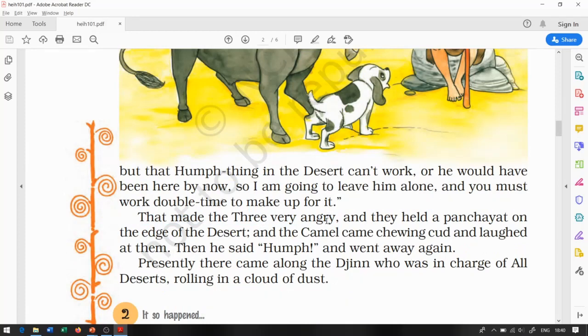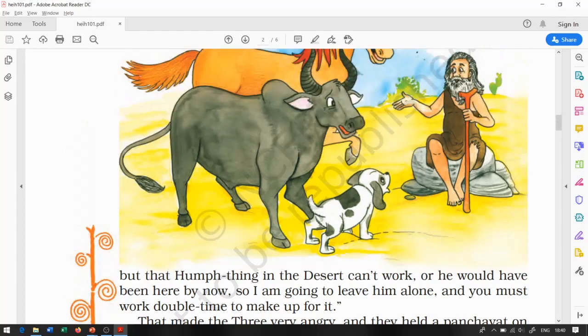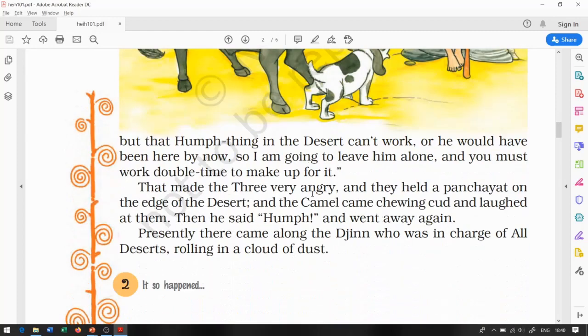Just like you don't do somebody else's work. If some work is assigned to you and you do that, and some other person is not doing the work assigned to them, you wouldn't do that work, right? The same thing is being felt by these three animals and it made them very angry, and they held a panchayat on the edge of the desert.